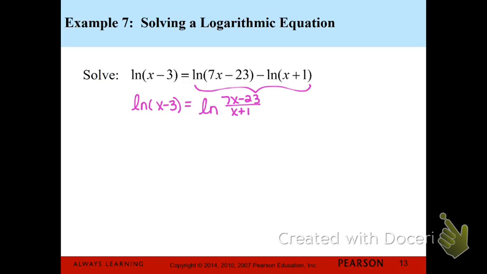And now we have log equals log, don't we? Yes. Because the log bases are the same, we can ignore them. That means that our x minus 3 has to equal 7x minus 23 over x plus 1. So how am I going to solve that problem? Multiply. Good. Remember, always get rid of the fraction. So multiply by the x plus 1.